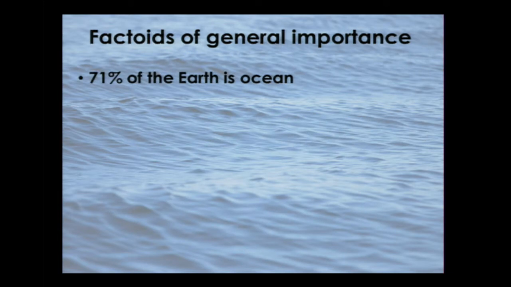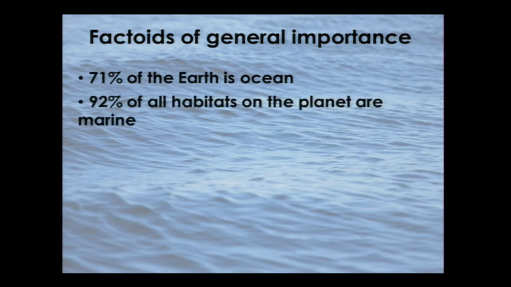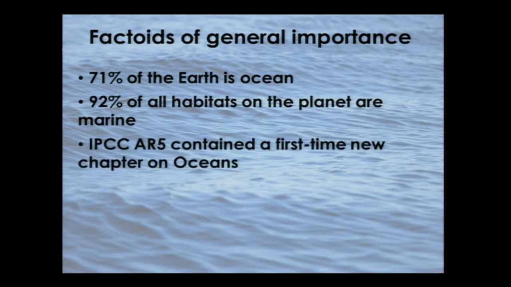So let's just start with some factoids of general importance, because that's fun. 71% of the Earth is ocean, which you've probably heard before. 92% of all habitats on the planet are marine. The fifth assessment report of the IPCC contained a chapter on oceans for the very first time this year.